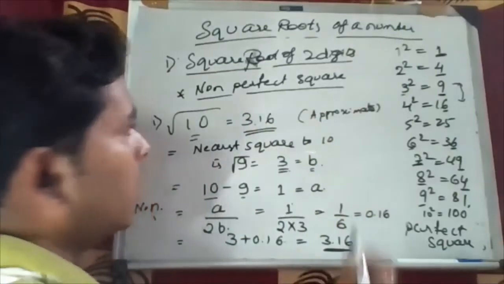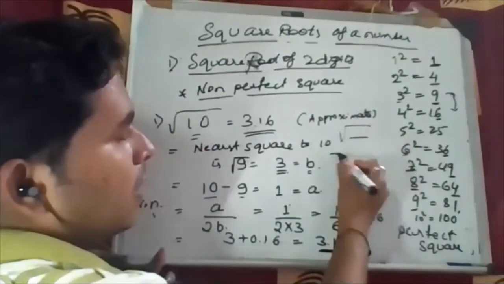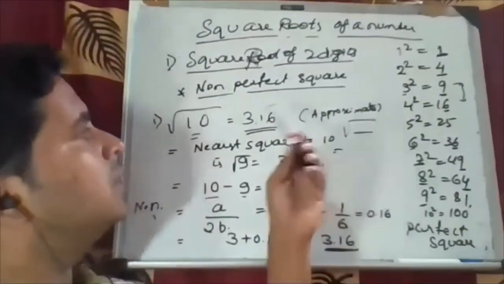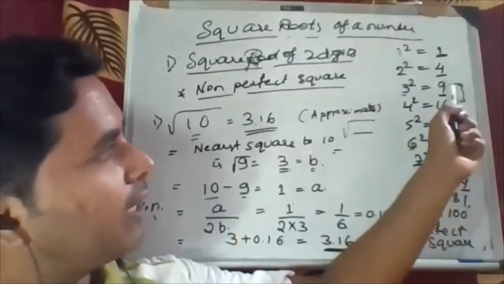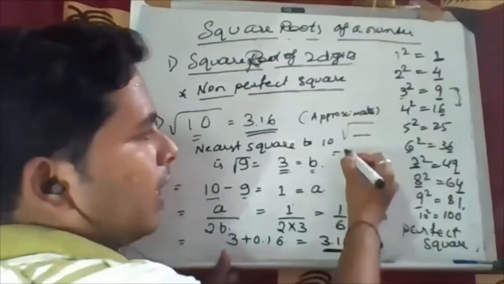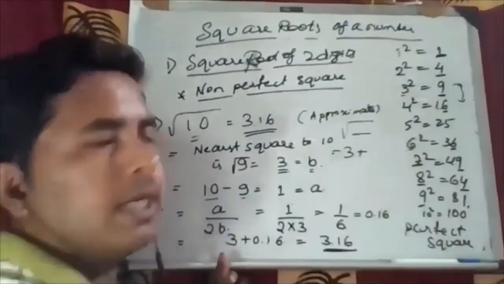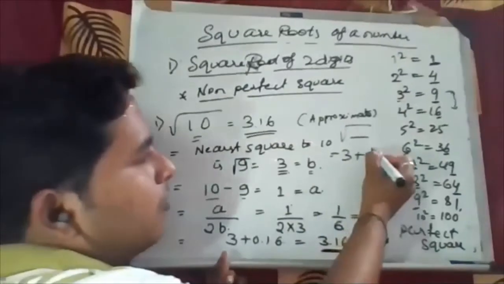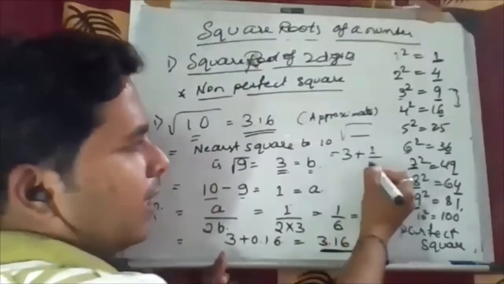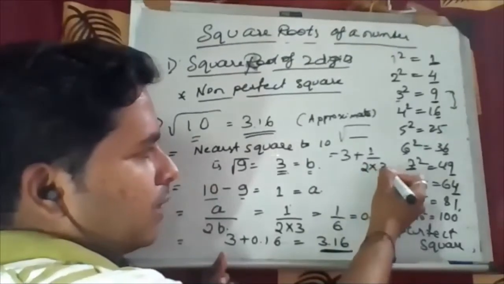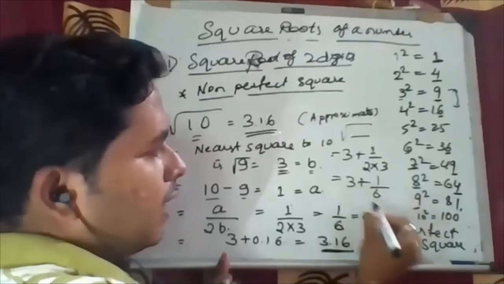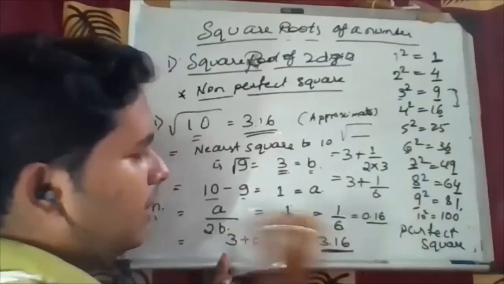So what is the rule? If they give any number here, just find the square value near to that. Suppose they give 12. 12 is near to 9. Take 9. What is the square root of 9? 3. Then take 10 minus 9, where the difference will be 1. Then the square root of the nearest value is 3. And multiply that with the 2. You will get 3 plus 1 by 6, and you will get 0.16 and add that to 3.